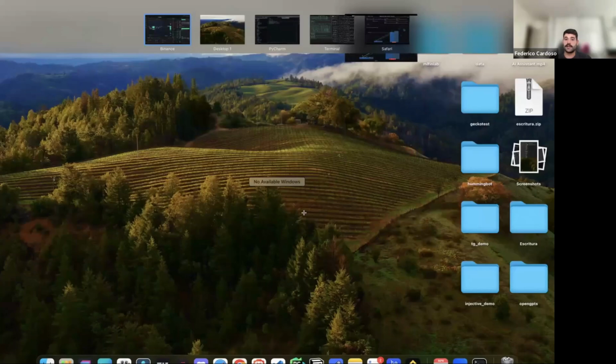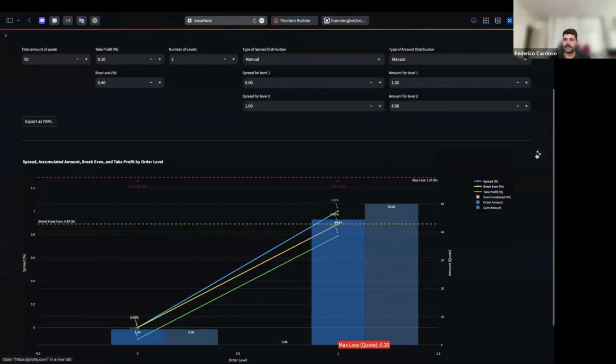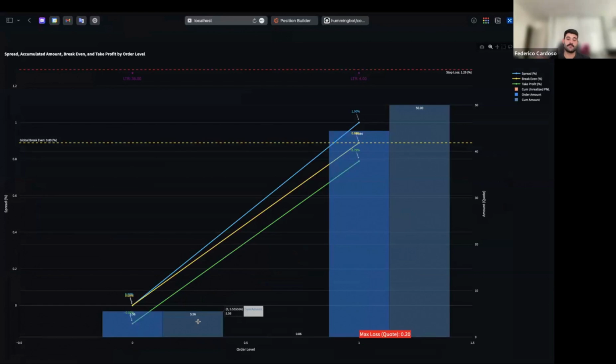As you can see here, in the first order we are exposing only $5, which is the minimum that we can expose. In the second order, the max amount that we can lose is 20 cents. And when we move up 1%, we drive the price up to the break-even price of 0.88% or 89%. So as you can see, the break-even is very aggressive, and the take profit is at 0.79. So we have to come down up to here. We have to go up 1% and go down only 0.2% to take profit.